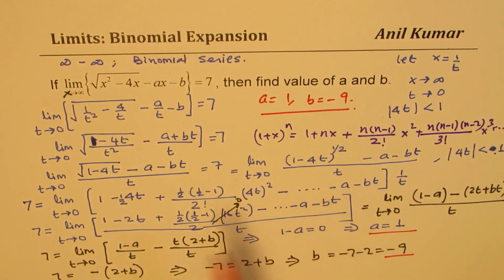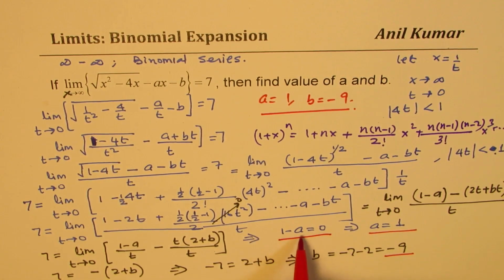Now, for the limit to exist, we had the term 1 minus a over t, where t approaches 0. So 1 minus a should be 0, otherwise the limit will not exist. So that gave us one equation, and from there we calculated a as 1. Now if a is 1, the first term is 0. We are left with t times 2 plus b with a negative sign. T and t cancel, so we are left with 2 plus b with a negative sign, and that should be equal to 7. So we got our equation minus 7 equals 2 plus b, solving which we get b equals minus 9. Perfect. So that is how you're going to solve it.